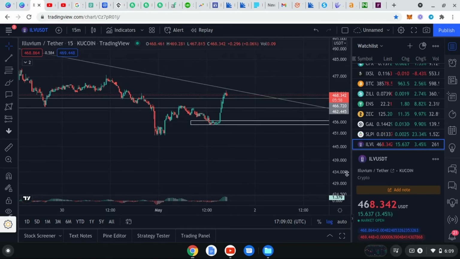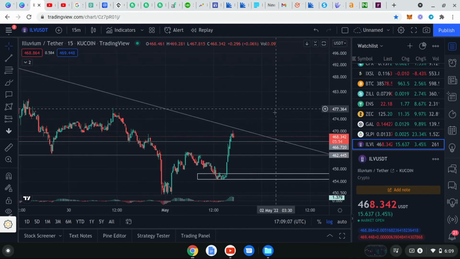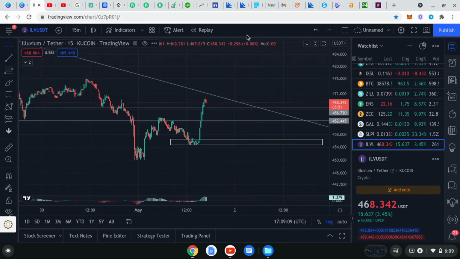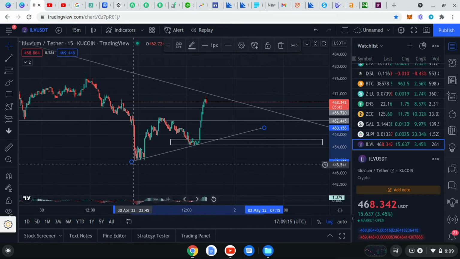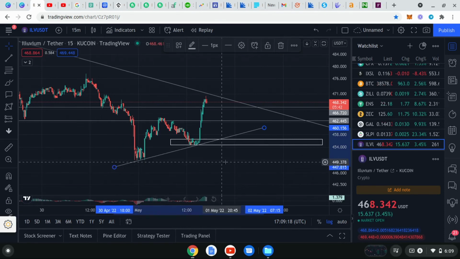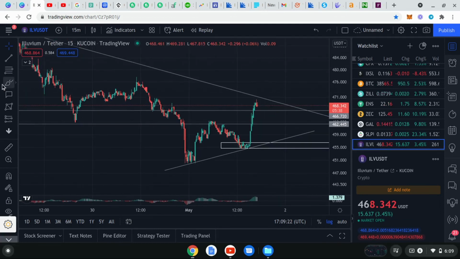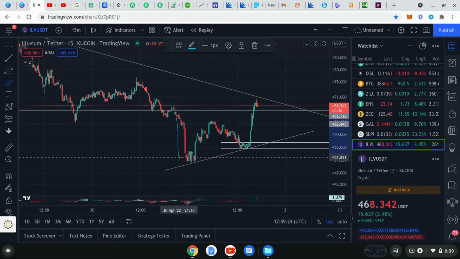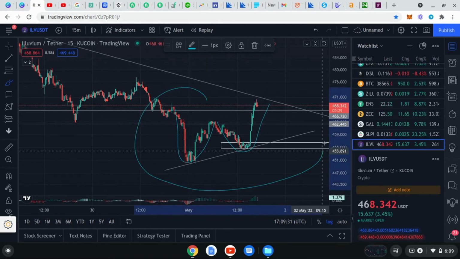So yeah, that is just it about Illuvium USDT. There is not much information yet for me to analyze. I can see something like this coming over here, but that information is really not necessary. This is like a double bottom chart pattern over here. It's like we have a double bottom chart pattern.